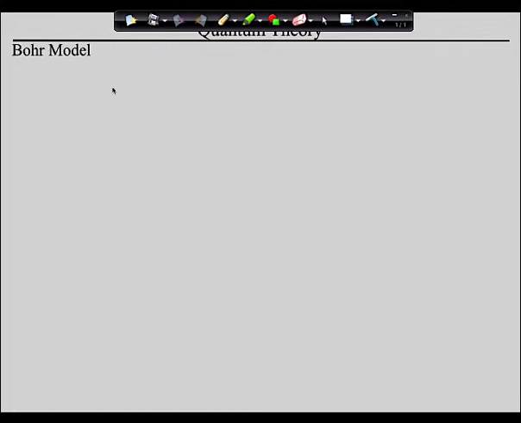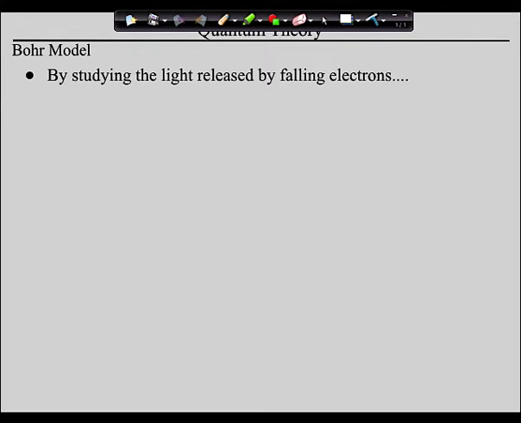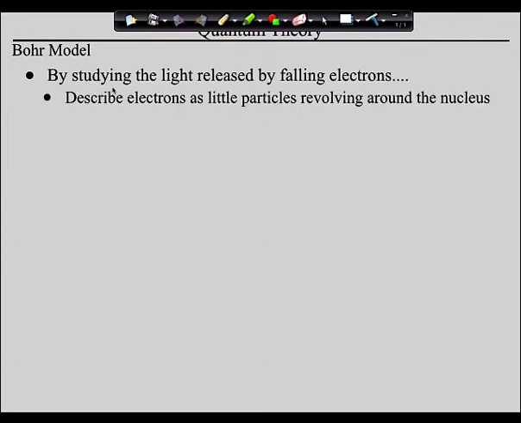Then let's get started. So guys, first of all, the Bohr model of the atom. Notice this isn't in your notes because you probably wrote this down on the back of your paper. So here's what we know. Bohr developed his model by studying the light that is released by falling electrons. Now, in order to describe electrons, and this is what Bohr was trying to do, in order to create this model of electrons falling, you've got to treat electrons as if they are little particles revolving around the nucleus.